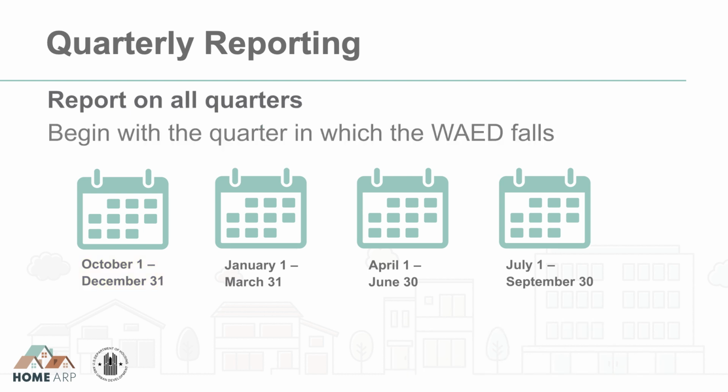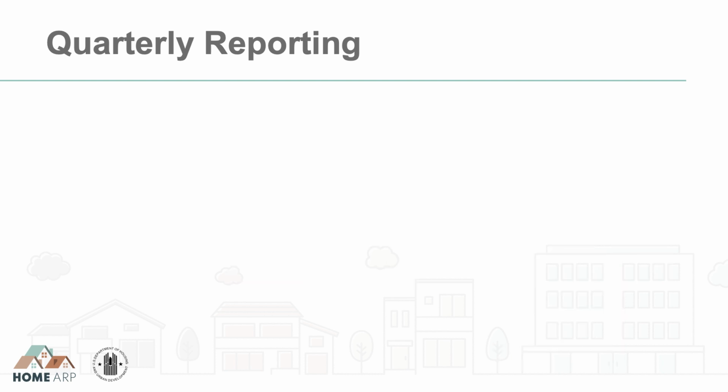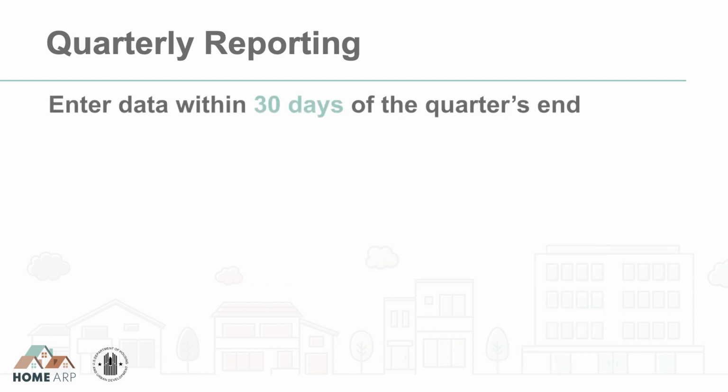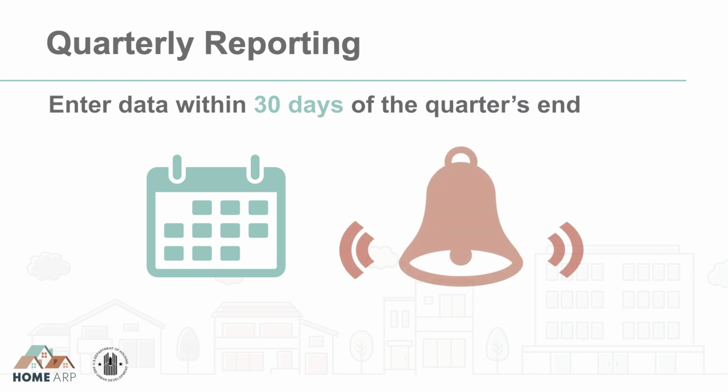Second, the first quarter the PJ is required to report accomplishments for in IDIS is determined by the written agreement execution date entered on the activity setup screen. This is true both for PJ-administered and subrecipient or contractor-administered supportive services activities. So, if a PJ's written agreement execution date is July 15th, it must start reporting for the July 1st through September 30th quarter. The PJ has no more than 30 days from the end of the quarter to submit its data.